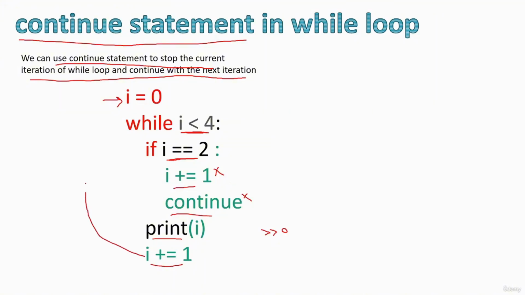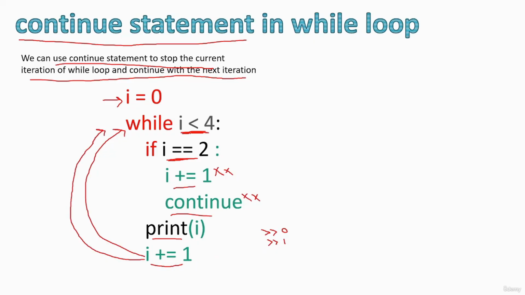Now again it will go to the beginning. Now i is equal to 1. Again it is less than 4. So the condition is true. i is not equal to 2. So these two codes will be skipped again. Then again it will print i. Now i is equal to 1. Then it will add 1 to i. Now i is equal to 2. Again it will go to the beginning.